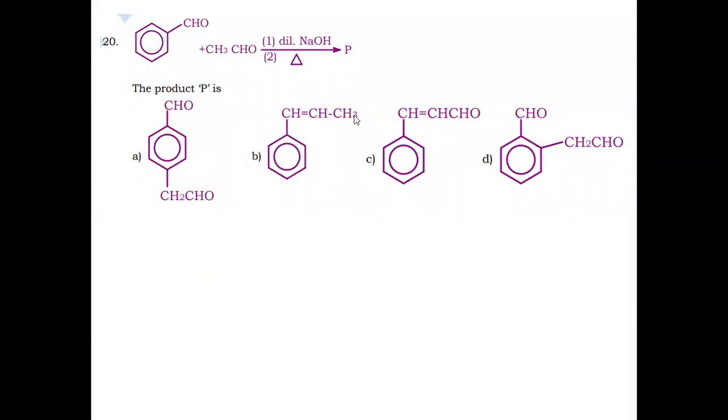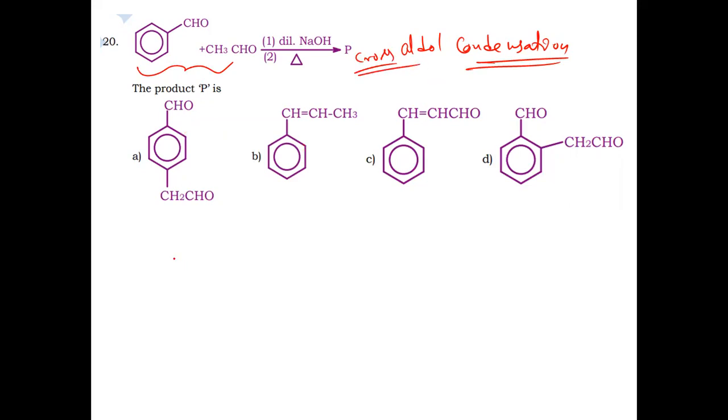Question number 20. Benzaldehyde on treating with acetaldehyde in presence of dilute NaOH gives P. The product P in this reaction is, okay, if you observe those reactants as well as reagent in this reaction, we can clearly predict that the reaction is aldol condensation reaction. Because of the two different reactants, that is two different aldehydes present in this reaction, it is considered as cross aldol or mixed aldol condensation. Okay, for this, I will write the mechanism. Just observe.